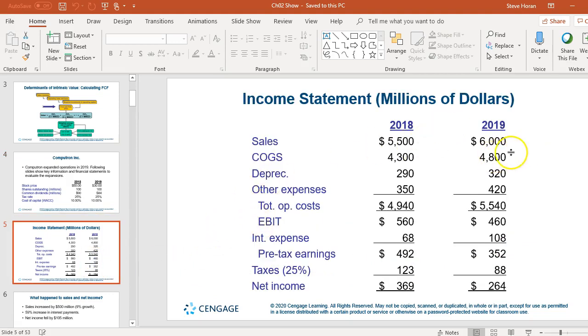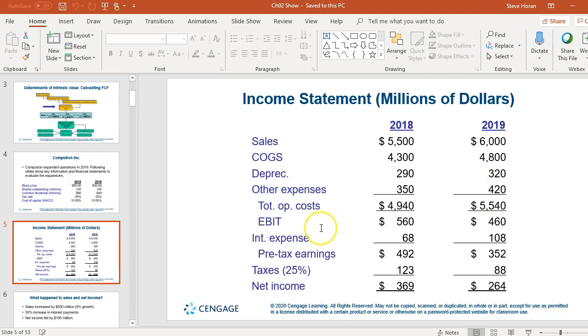Take a look at their income statement. Revenues less expenses. Sales went up, that's good. Cost of goods sold though went up by the exact same amount. Everybody recognize that? This is in millions, so this is 5,500,000. Well, my sales and cost of goods sold both increased by 500,000, so that's actually not so good. If sales go up, I don't want cost of goods sold to go up by the exact same amount. That's not good. So depreciation goes up, other expenses go up.